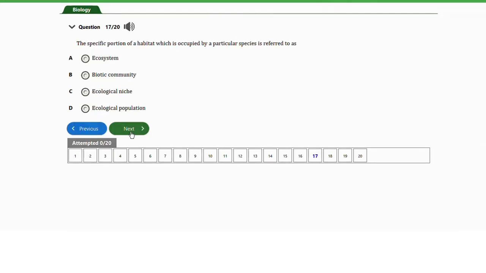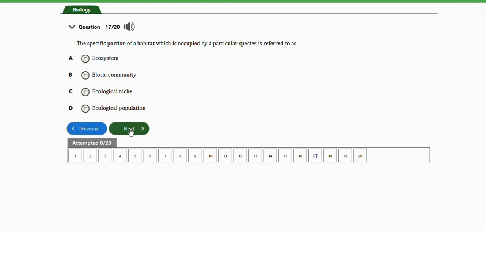So guys, let's look at the next question, and that's question number 17. The question says, the specific portion of a habitat which is occupied by a particular species is referred to as A, ecosystem, B, biotic community, C, ecological niche, and D, ecological population. So guys, the answer to this question is ecological niche.